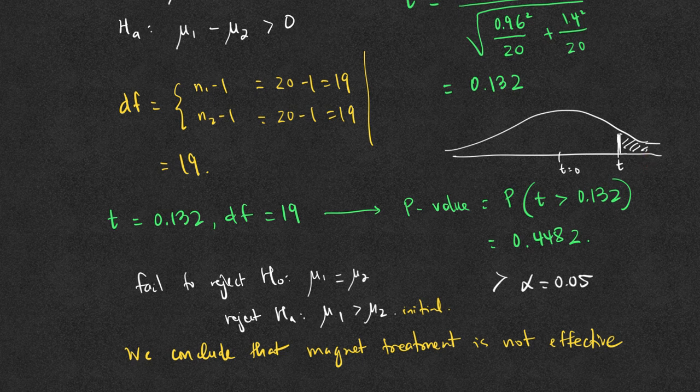And to get a larger t, it is possible to do so by increasing the sample size. And so in this case, it is possible that if we increase the sample size, then we would make the p-value smaller. In turn, we would reject the null hypothesis. And so it is possible that the magnet might appear to be effective if the sample size is larger.